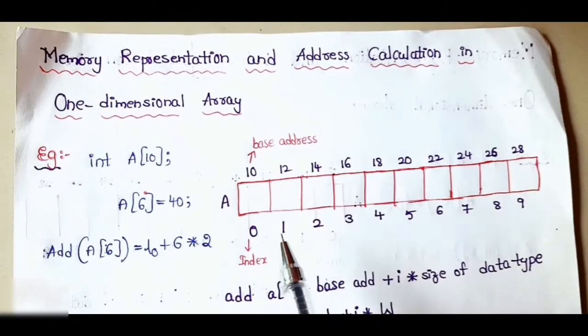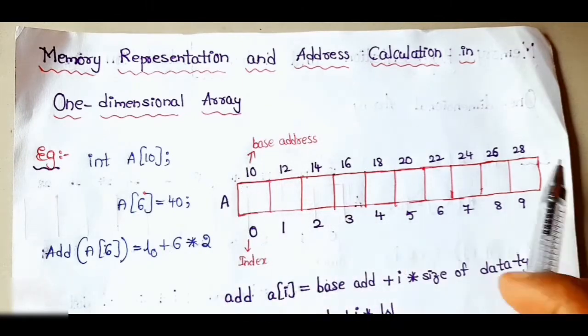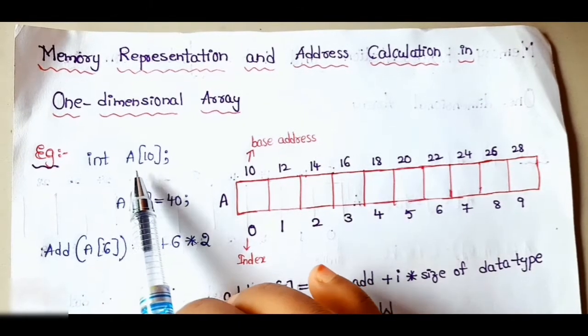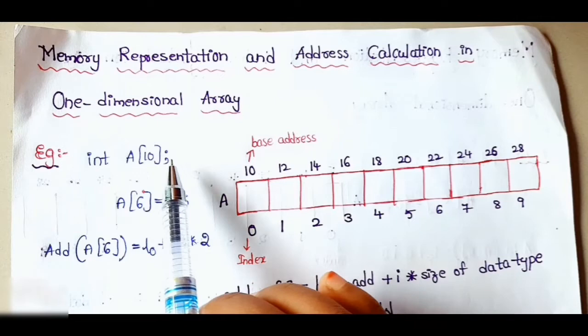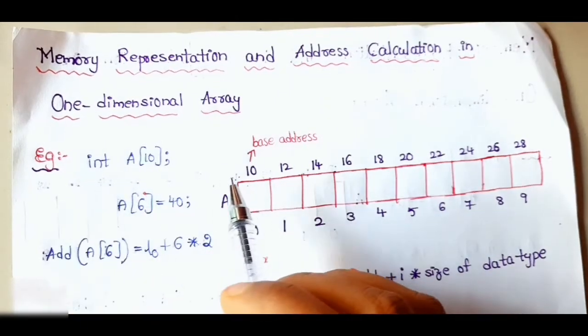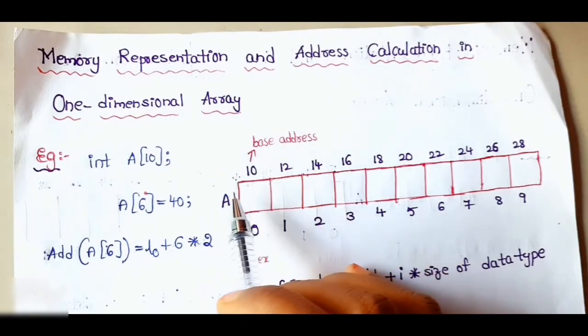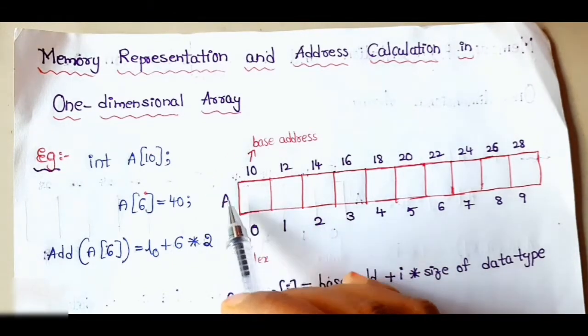The size of the array is 10. A is the array name and the size is 10. Here the data type is integer, which takes 2 bytes. The size of each element is 2 bytes. So A is the array name and here I have taken 10 elements.